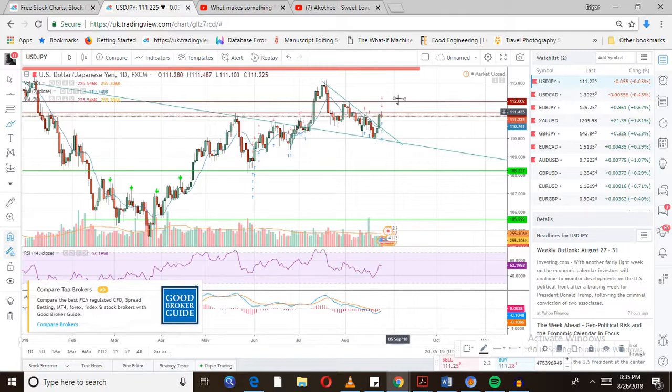So guys, the conservative entry will be up here, but the aggressive entry will be down here. So it's up to you guys, and just take what it depends on yourself for trading.